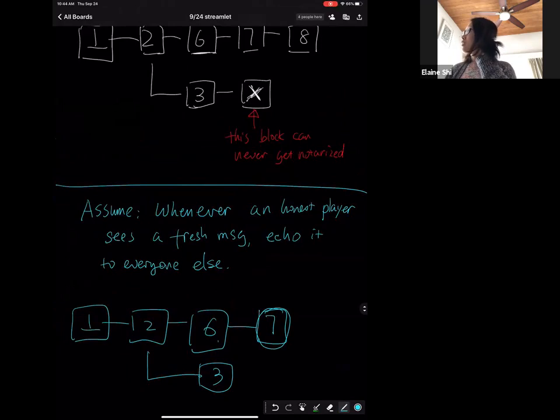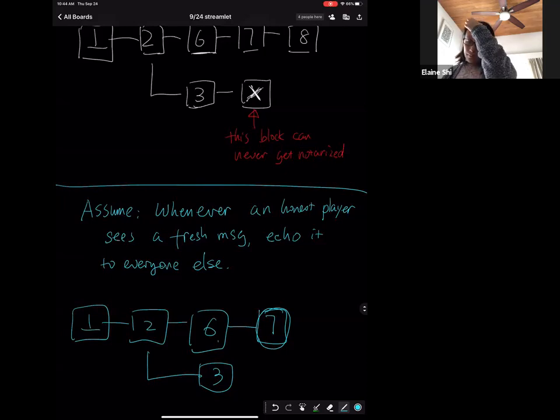Is that your question? In this case, I will not vote for 7, because the parent has not been notarized. It's building from a parent chain, and I haven't seen any notarized chain with this hash, so I will refuse to vote for it.